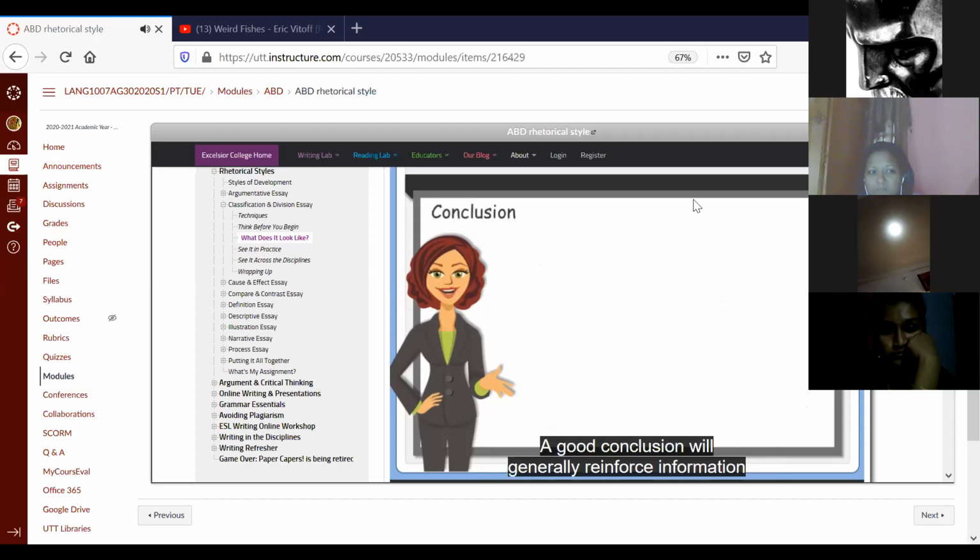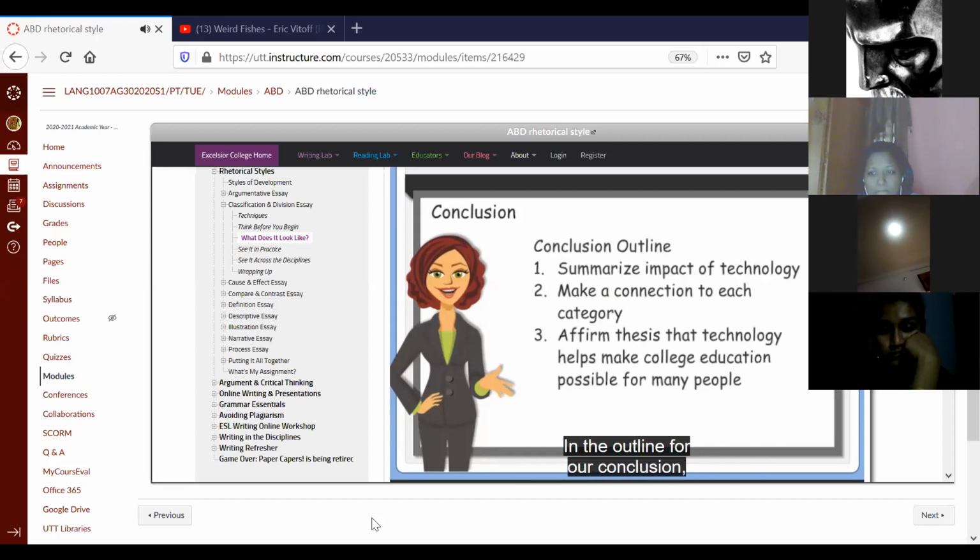A good conclusion will generally reinforce information from the body of the essay and remind readers of the thesis. In the outline for our conclusion, we might begin by summarizing the impact of technology, make connections to each of our categories, and then reaffirm our thesis. When we reaffirm our thesis, we will not state the same sentence exactly, but we will emphasize our point using different words.